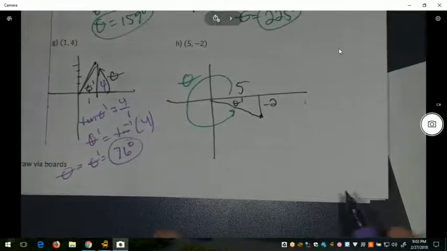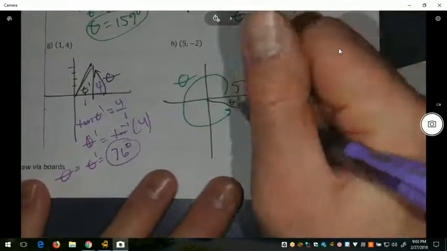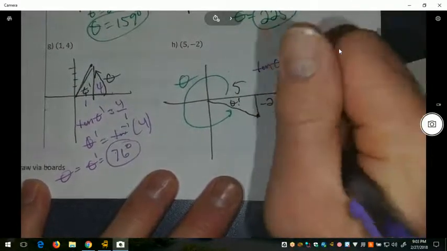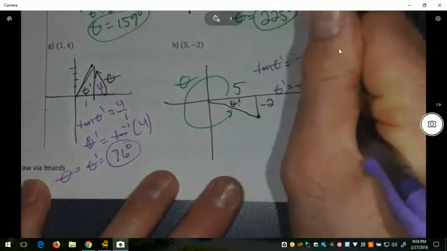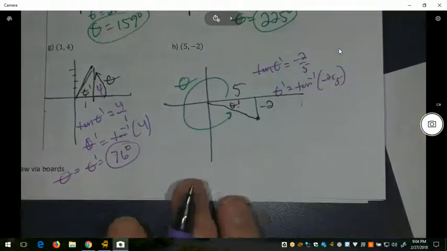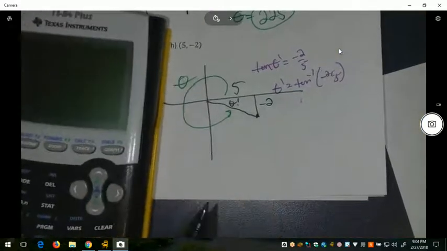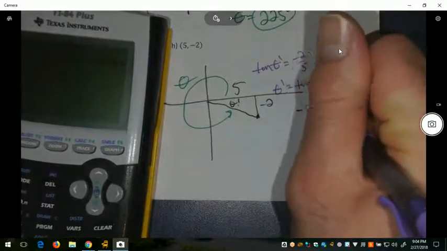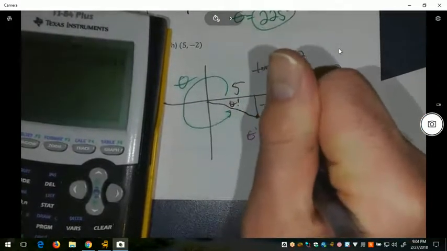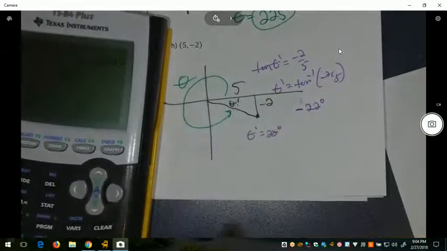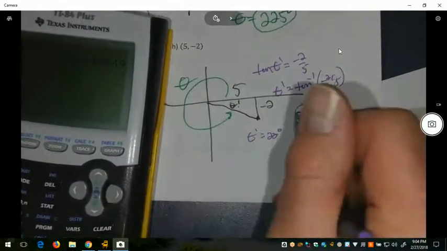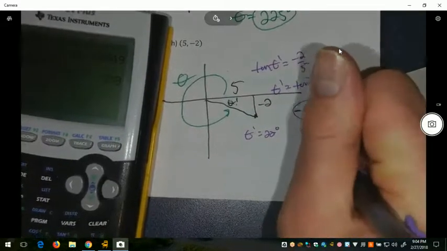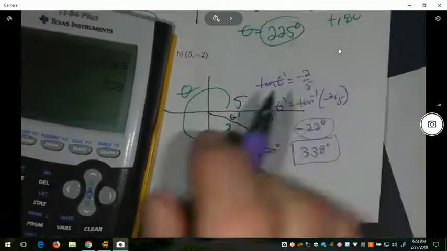And lastly, for letter H, our video notes for day 2, this theta right here, the tangent of theta prime is negative 2/5, which means that theta prime is tangent inverse of negative 2/5. I'm expecting a negative number. Tangent inverse of negative 2/5 is negative 22 degrees. So theta prime is 22 degrees inside that right triangle, but it's 22 degrees shy. That's why I'm getting the negative 22 of 360. So 360 minus 22 is 338 degrees.